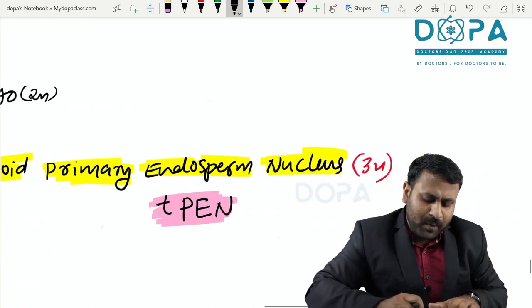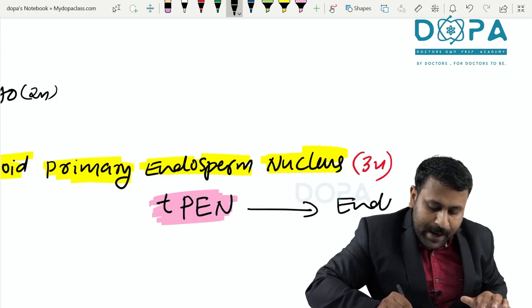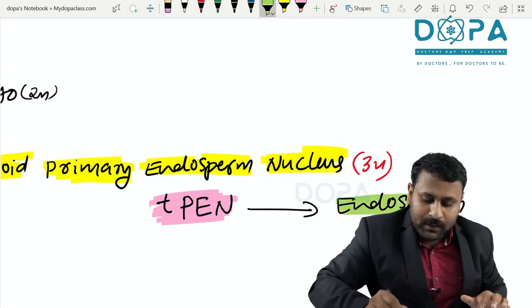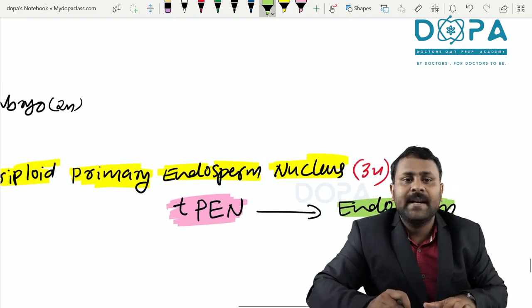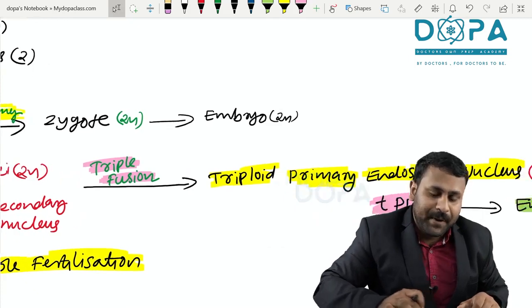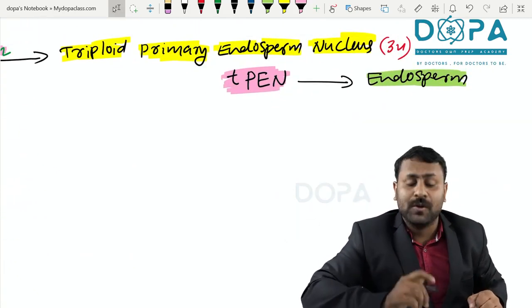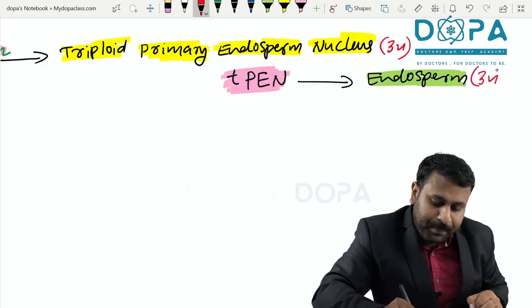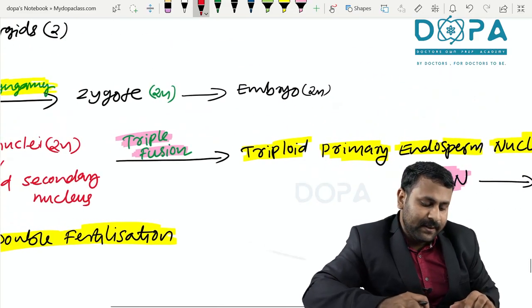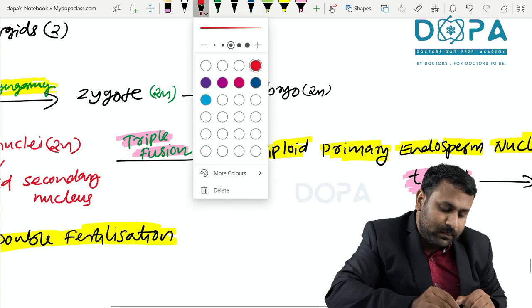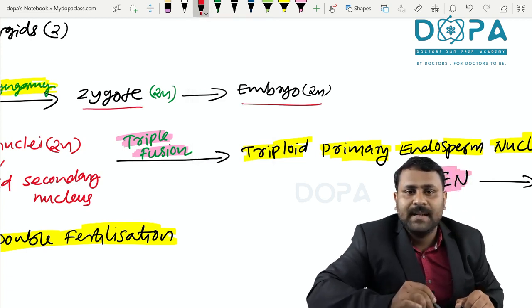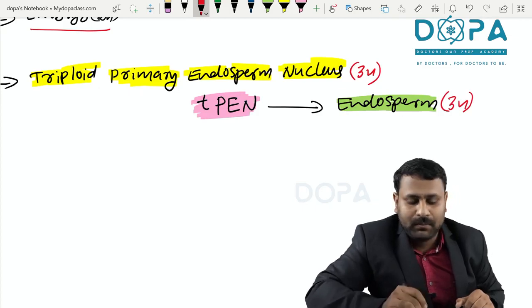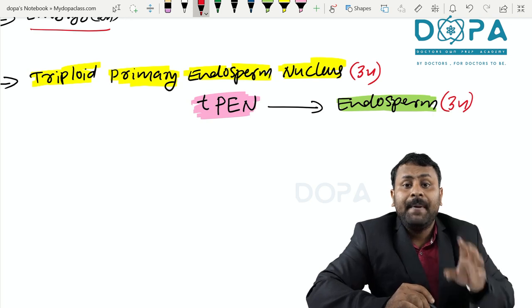Then what happens to the primary endosperm nucleus? The primary endosperm nucleus develops into endosperm. So after fertilization, the zygote develops into an embryo and the primary endosperm nucleus develops into endosperm. Endosperm is also triploid in nature. The diploid zygote develops into a diploid embryo, and the PEN develops into endosperm. Both are triploid. This is about double fertilization.